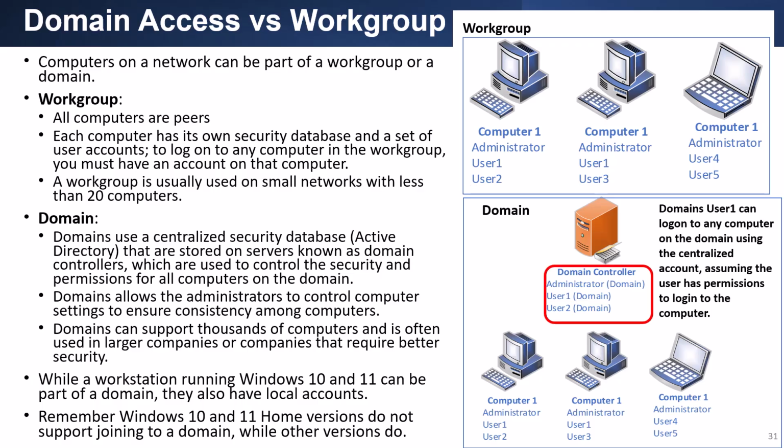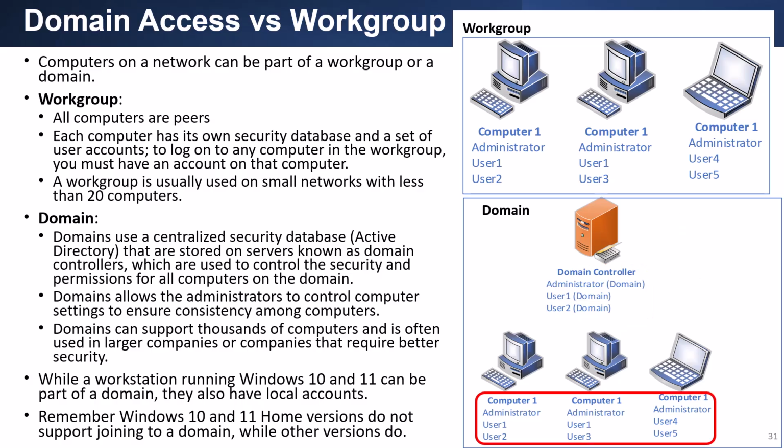Domains use a centralized security database such as Active Directory that is stored on servers known as domain controllers, which are used to control the security and permissions for all computers on the domain. Domain users can log on to any computer on the domain using a centralized account, assuming the user has permission to log into the computer. Domains allow the administrator to control computer settings to ensure consistency among computers. Domains can support thousands of computers and are used in larger companies or companies that require better security.